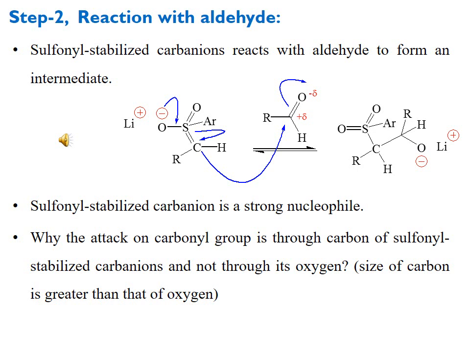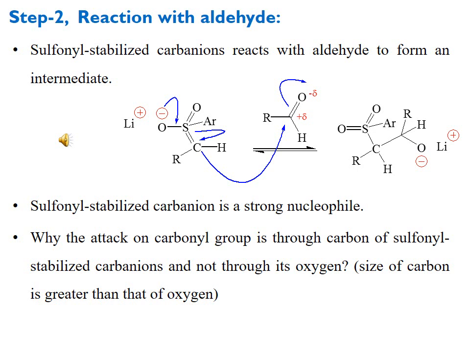Here is the question: why is the attack on the carbonyl carbon through the carbon of the sulfonyl stabilized carbanion, not through its oxygen? The answer is written as the size of the carbon is larger than that of oxygen. You can compare the sizes of oxygen and carbon, and you can see here that the size of carbon is greater as compared to that of oxygen.